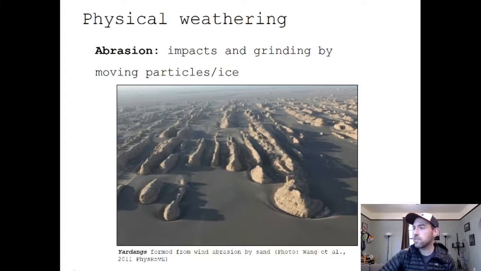So these are a really neat characteristic feature of that. They're long linear ridges formed by this wind abrasion, and they're often referred to by this term yardang. There's actually some really gorgeous examples of those on other planets too, like Mars.